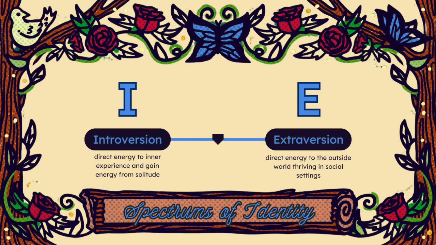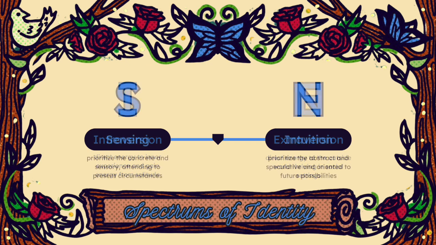Now, let's break it down further to the basics of what each letter means. Introverts direct energy to inner experience and gain energy from solitude, while extroverts direct energy to the outside world, thriving in social settings. Sensing types prioritize the concrete and sensory, attending to present circumstances, while intuitive types prioritize the abstract and speculative and are oriented to future possibilities and patterns.